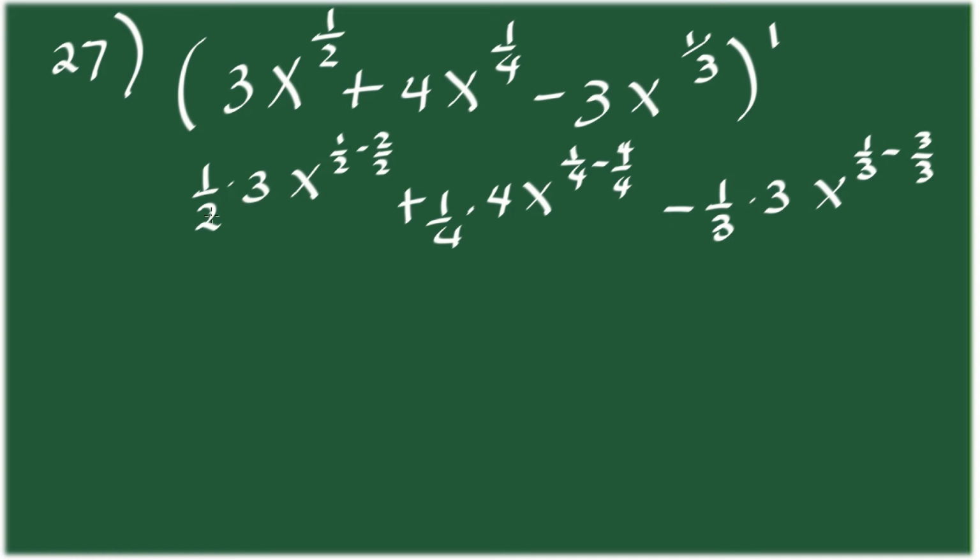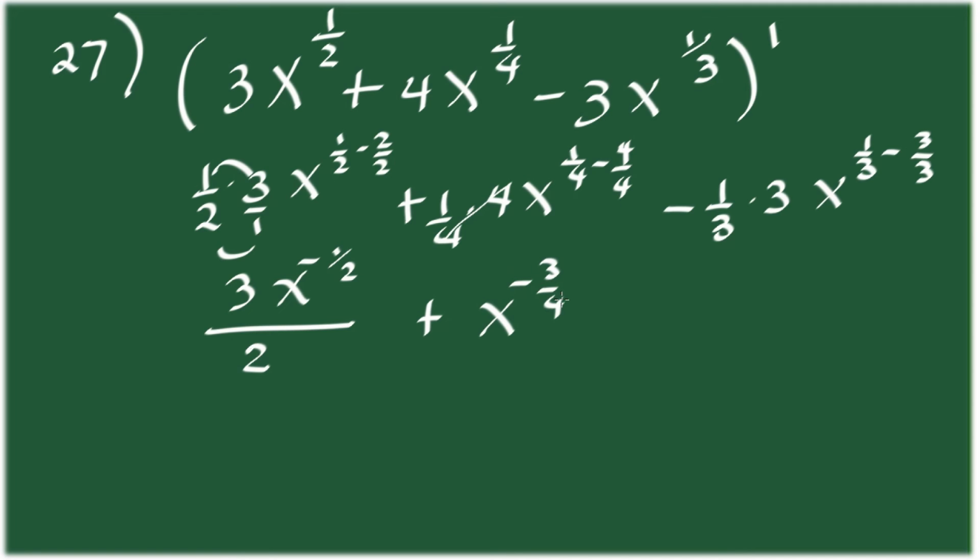So 3 times 1/2, top to top, bottom to bottom, that's 3 over 2, x to the negative 1/2. Now 4 times 1/4 is just going to equal 1 plus x raised to what? Negative 3/4, okay? 1/4 minus 4/4. Minus 1/3 times 3 is 1. X to the 1/3 minus 3 over 3 is negative 2/3.